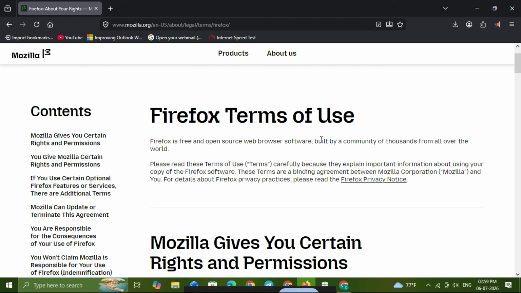So, should you be worried? Based on Mozilla's clarification, the answer is no, not if you understand what the terms are actually saying. They are mainly about transparency and legal structure, not about Mozilla claiming ownership of your personal content. Still, it's always a good idea to read both the terms of use and the privacy notice so you know exactly how any browser or online service handles your information.